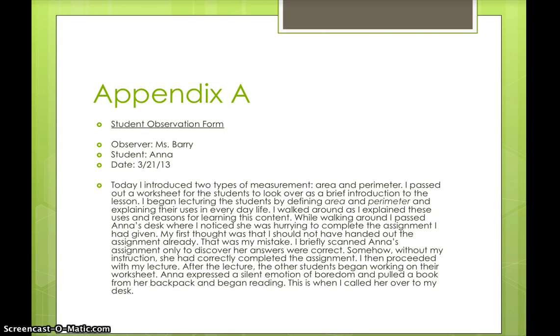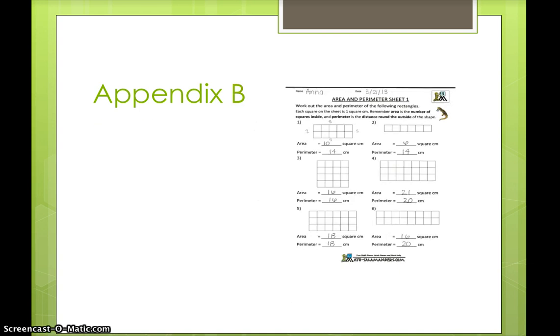After the lecture and the other students began working on their worksheet, Anna expressed a silent emotion of boredom and pulled a book from her backpack and began reading. That's when I called her over to my desk. "Anna, Miss Berry calls, would you please bring your worksheet and visit me at my desk?" Anna responds by standing up and following Miss Berry's direction.